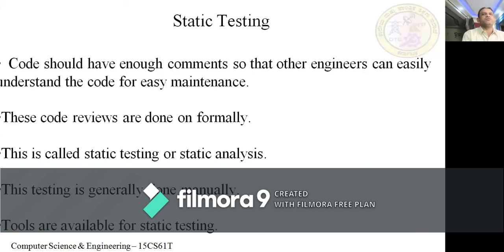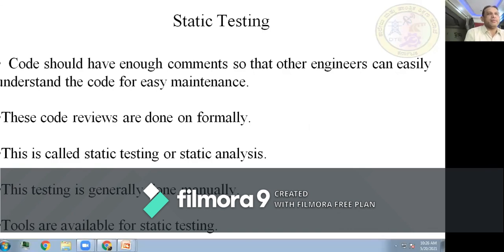Why did you use variables I, J, K, for example, or for what purpose did you use a for loop, or what is the purpose of a declaration? All those things you need to write. Who has written the program, when, who is the author, what time, and so on. Everything should be there. The more the comments, the better the program, because others will understand it easily. The first point says code should have enough comments so that other engineers can easily understand the code for easy maintenance. For maintenance purposes, we require more comments.